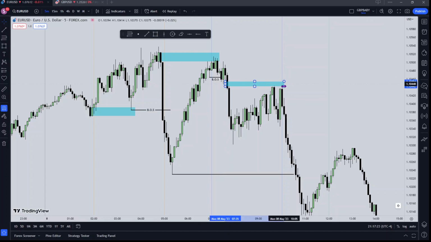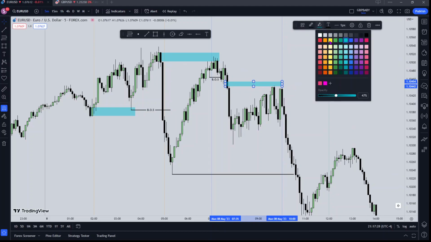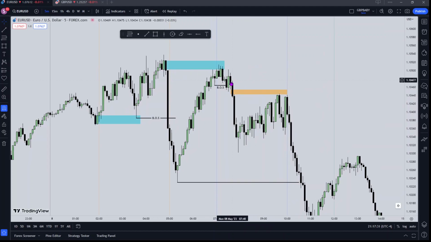So fair value gaps, we'll make them orange, and then swing high, I guess that's a swing low. We didn't trade into that. This could be a mitigation block though, I guess. Swing high, and then swing low. Wait, sorry, swing high, and this would be the swing low in between. But we didn't even trade into that, we just traded to this fair value gap, which happens to be here.